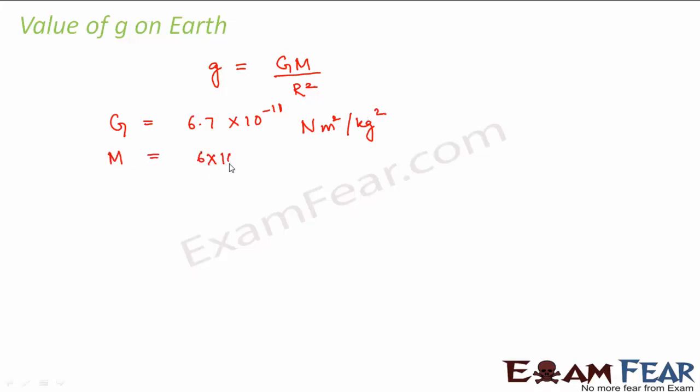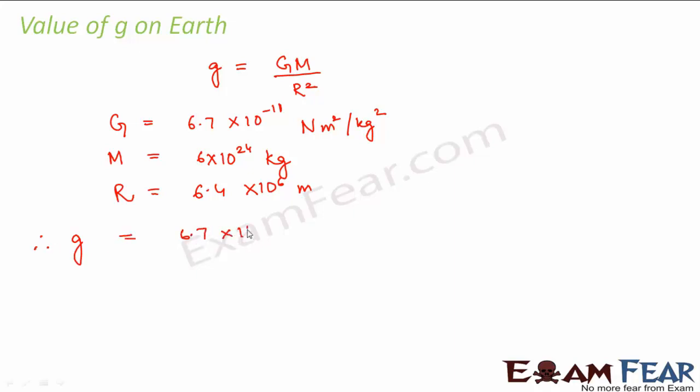So now we will try to calculate the value of g on earth, because we derived the expression. On the surface of the earth, g is equal to capital G into capital M divided by R square. Capital G is the universal gravitational constant whose value is 6.7 into 10 to the power minus 11 newton meter square per kg square. What is M? M is the mass of the earth, which is 6 into 10 to the power 24 kg. What is R? R is the radius of the earth, which is 6.4 into 10 to the power 6 meters. So putting these values, we can calculate the value of acceleration due to gravity.